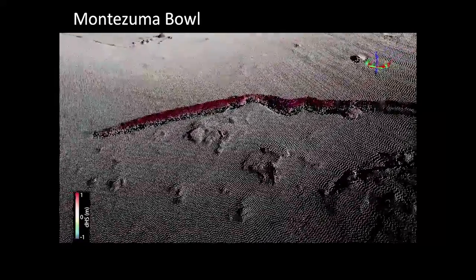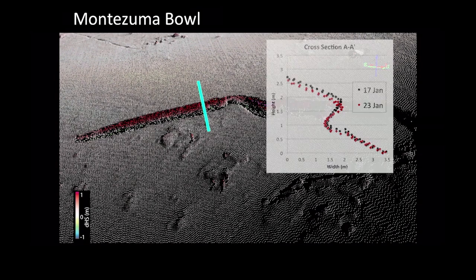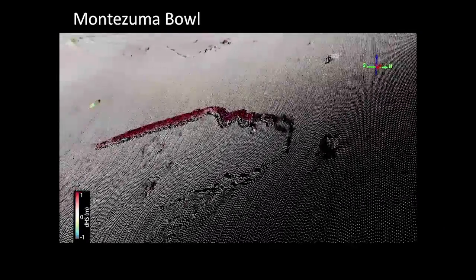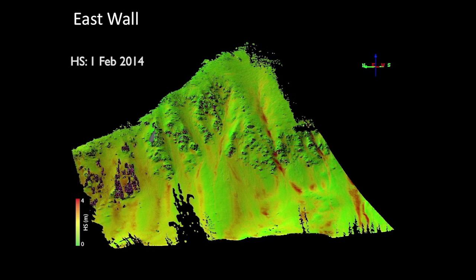If we go back over to the same crown line and we actually draw a profile across it and look at the two different scans, we can see that from the 17th to the 23rd, the slab has compacted a bit and that crown face is actually tipped over a little bit downhill from snow creep. So we can actually measure all of this stuff with this tool, which is pretty cool.